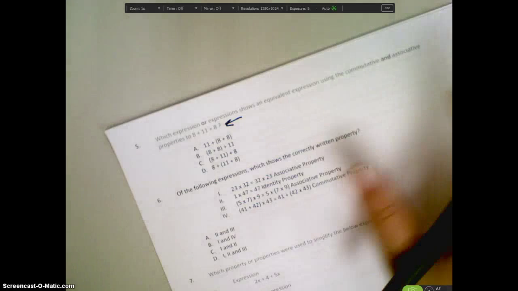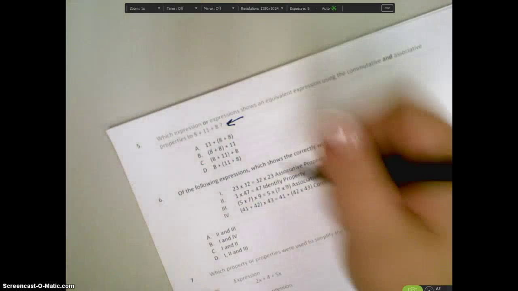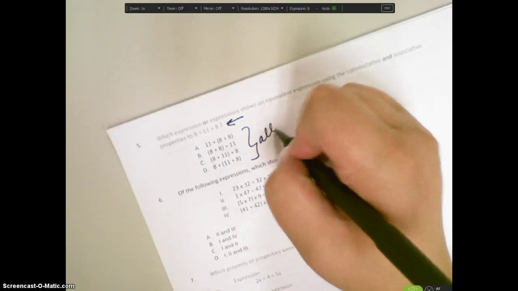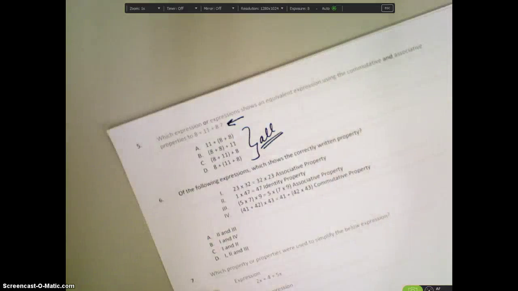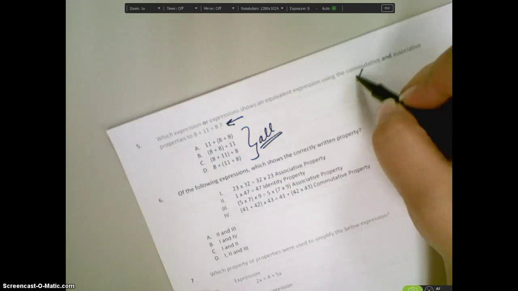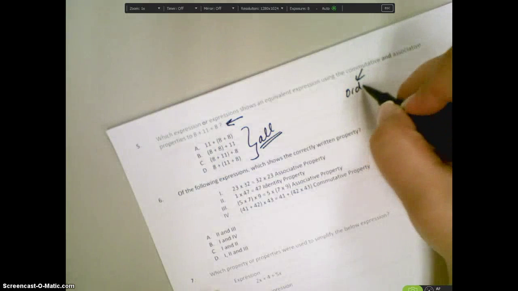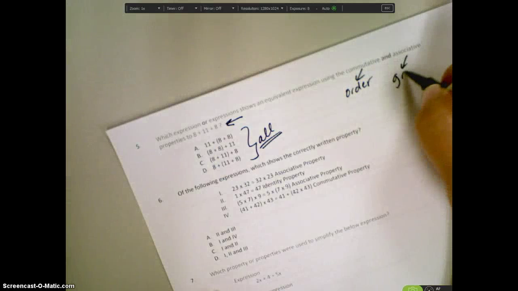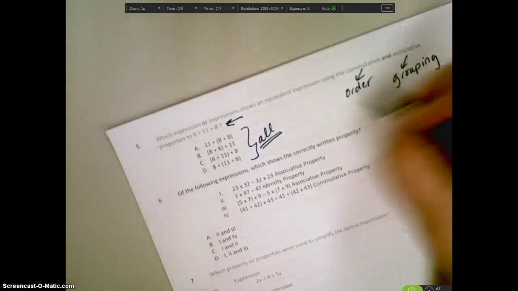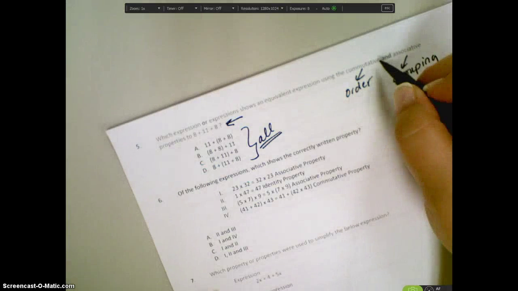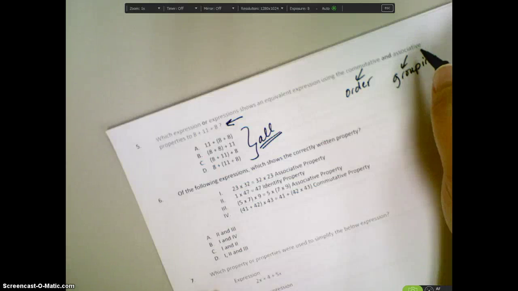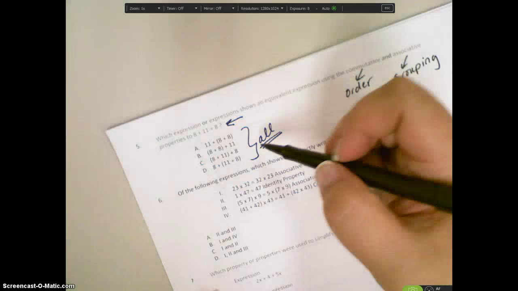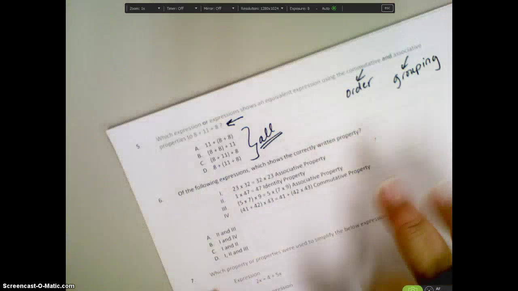So Ms. Castillo and I talked, and we decided that all of these would work because they are all showing a change of either order, which is commutative property, or grouping, which is associative property. So a change in order is the commutative, and change in grouping is the associative, which means a change in your parentheses. So because it's happening in each one, we said that every answer was correct.